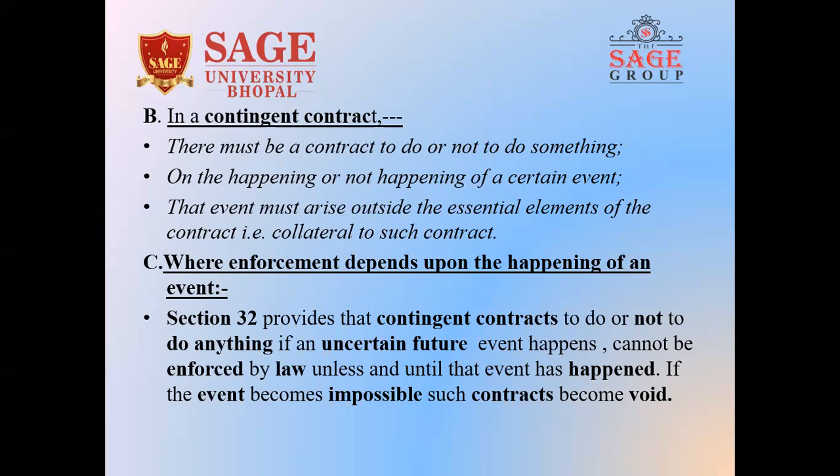Next heading is where enforcement depends upon the happening of an event. Now, Section 32 provides that contingent contracts to do or not to do anything if an uncertain future event happens cannot be enforced by law unless and until that event has happened. If the event becomes impossible, such contracts become void.